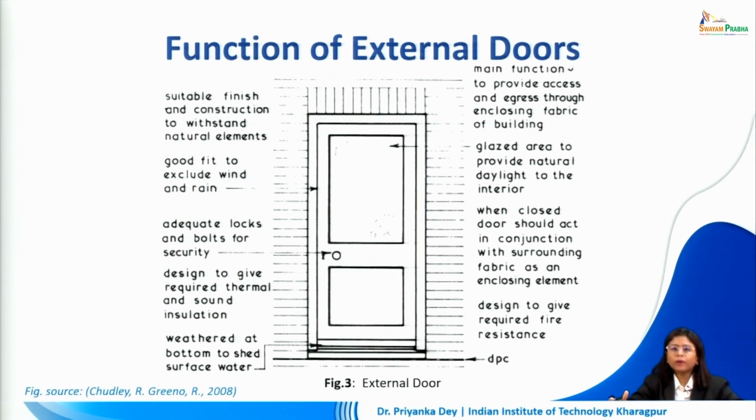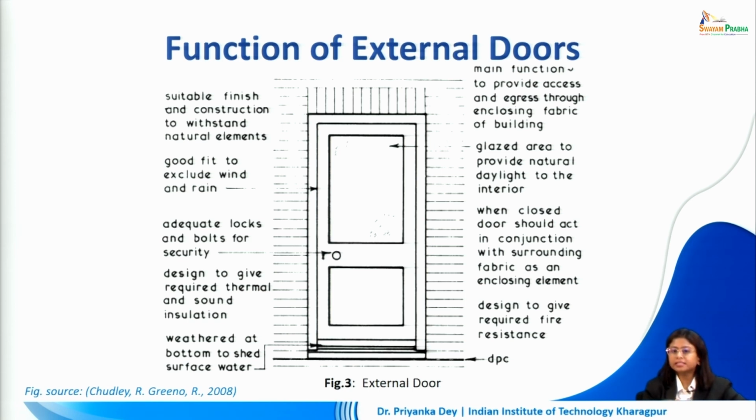So, when determining the usage of a door, we have to see that it has a suitable finish and the construction can withstand natural elements if it is an external door. It should be a good fit to exclude wind and rain, because that will become an entry point for wind and rain during any adverse atmospheric conditions. There have to be proper locks and bolts for security. The design should be such that it can provide thermal and sound insulation properties.